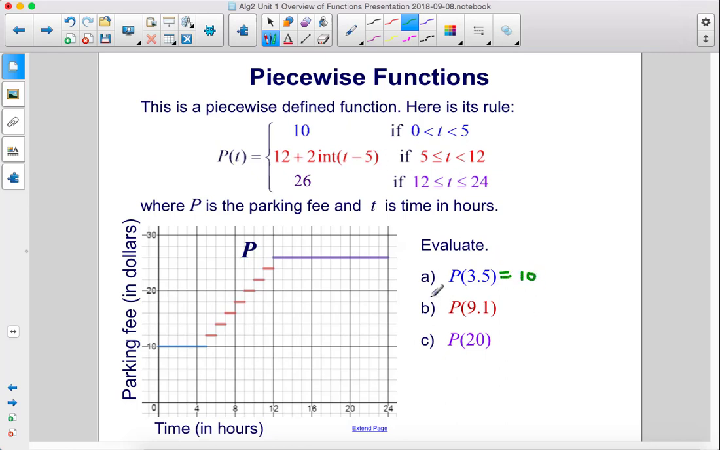An even easier way to do it is just to look at the graph. So here we have a t-value of 9.1. So we'll go down here and we see 9.1 is right there. We go up and we see that we're at 20. All right, and then for p of 20, we can go over to 20, go up and see that we're at 26. And you could also look here instead. 20 has a t-value that's between 12 and 24, and the answer is 26. All of our answers are correct.